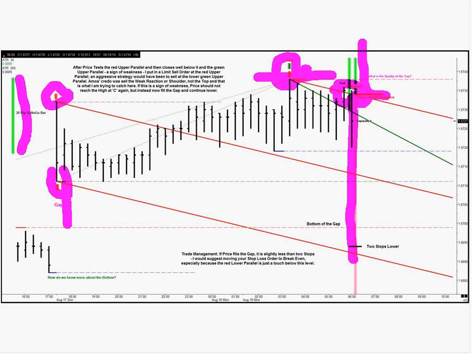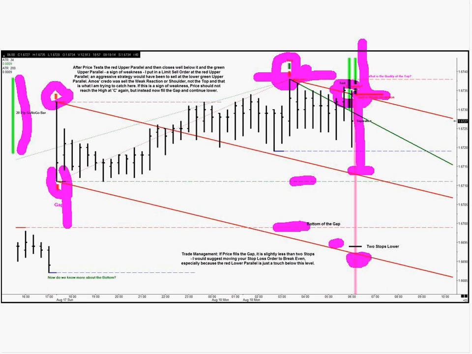And let me erase one line. I'll be looking for multiples of my stops. You can see one, that's two stops lower, which is also at the lower median line. And this is the bottom of the gap. So my two problems in front of me, well, three: top of the gap, the bottom of the gap, and the lower parallel.